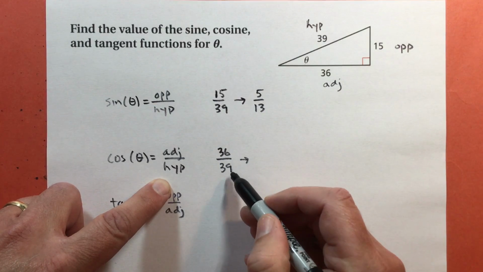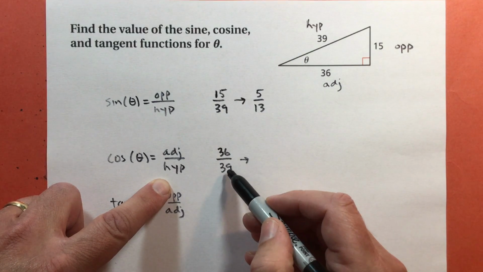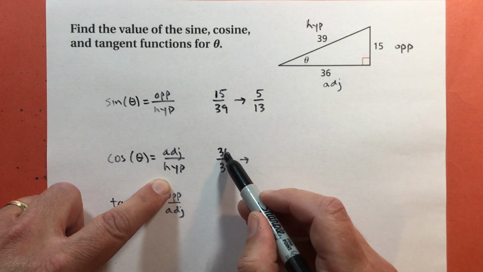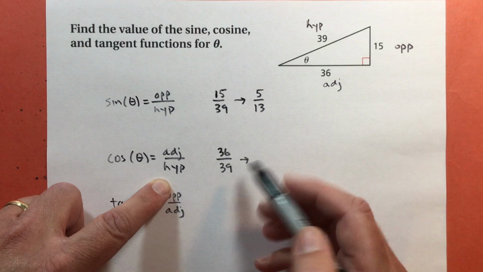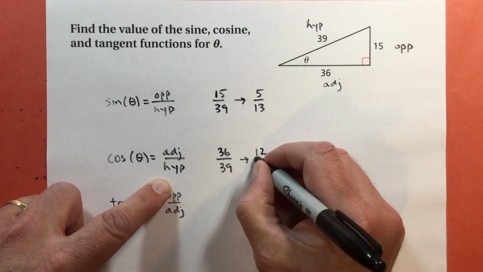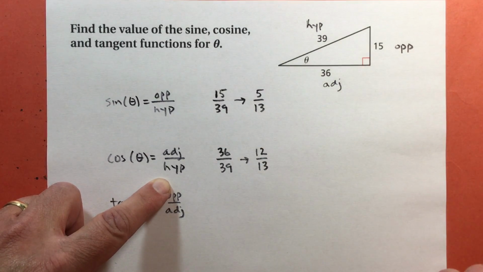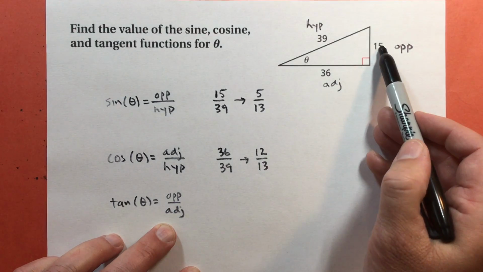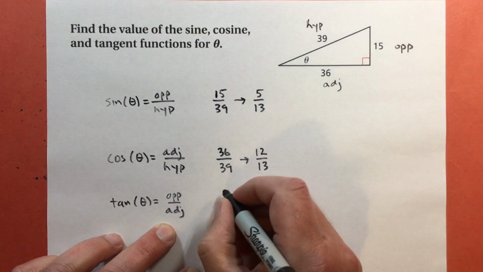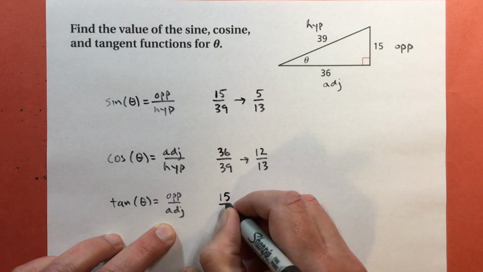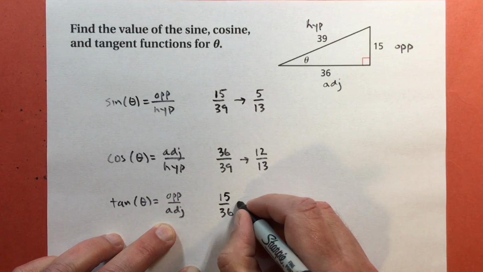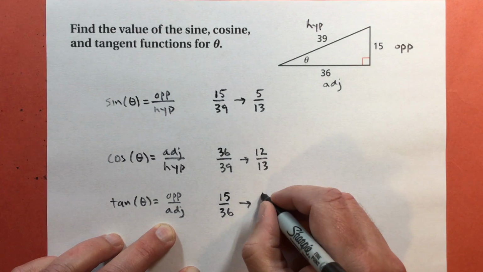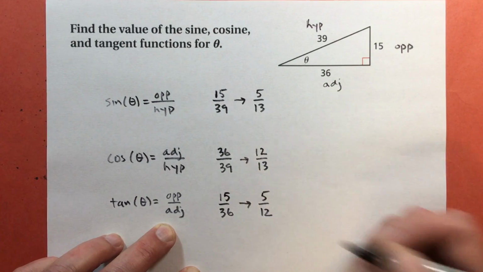And again, this looks like I can simplify. Both of these again are multiples of 3. So this is 12 times 3, and this is still 13 times 3. So this reduces to 12 over 13. And finally, for the tangent, the opposite is still 15. The adjacent is still 36. So that's 15 over 36. As they have been, these are still multiples of 3, so I can reduce and get 5 over 12.